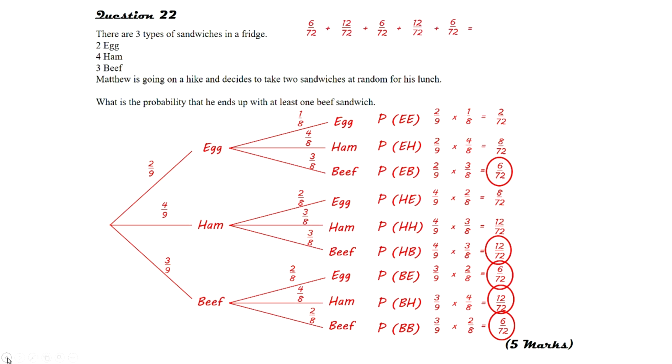And it's at this point I'm going to go back to that idea of why I don't simplify. If I'd simplified these probabilities, I would have lots of different probabilities: 1/36, something over 6, something over 12, something over 15, whatever it might be. And actually, if I'm adding together fractions, I want a common denominator. So the nice thing about not simplifying is that I keep that common denominator of 72 all the way through, which makes my next calculation a piece of cake. And the probability he ends up with at least 1 beef sandwich is 42/72. Again, no need to simplify this whatsoever. 5 marks in the bag.